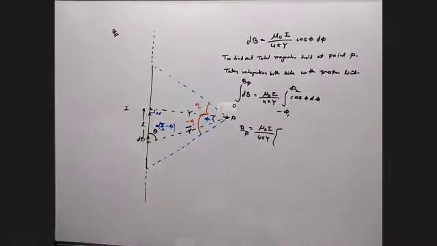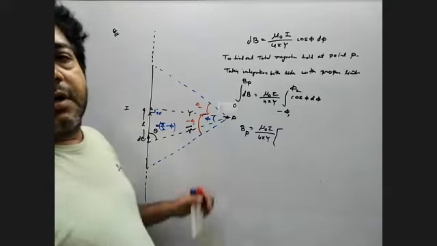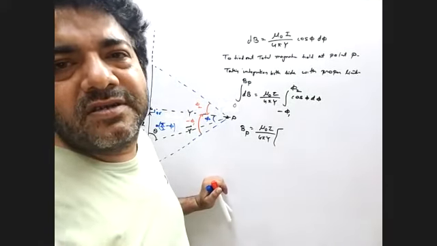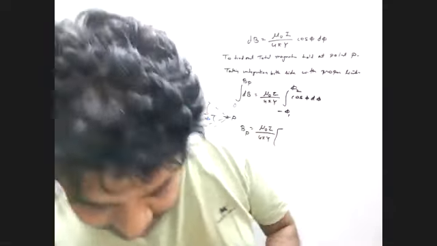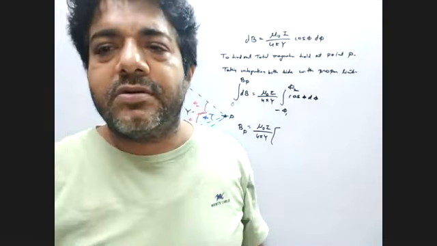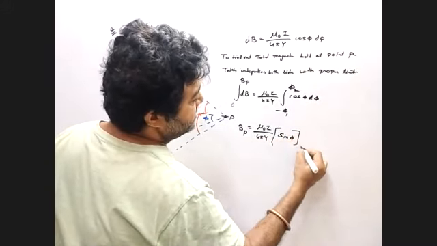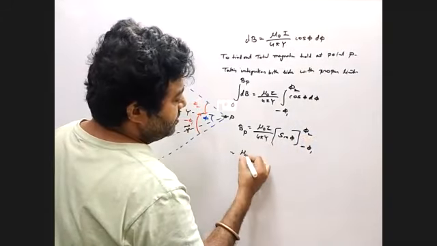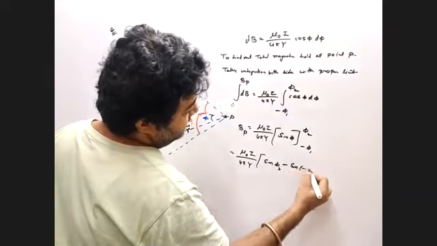What is the integration of cos phi? Why do you all go into silent mode? Hello. Yes sir, I am here sir. Integration of cos phi. What is the integration of cos phi? Sin phi, don't you know anything? So mu naught I by 4 pi y times sin phi 2 minus sin of minus phi 1.